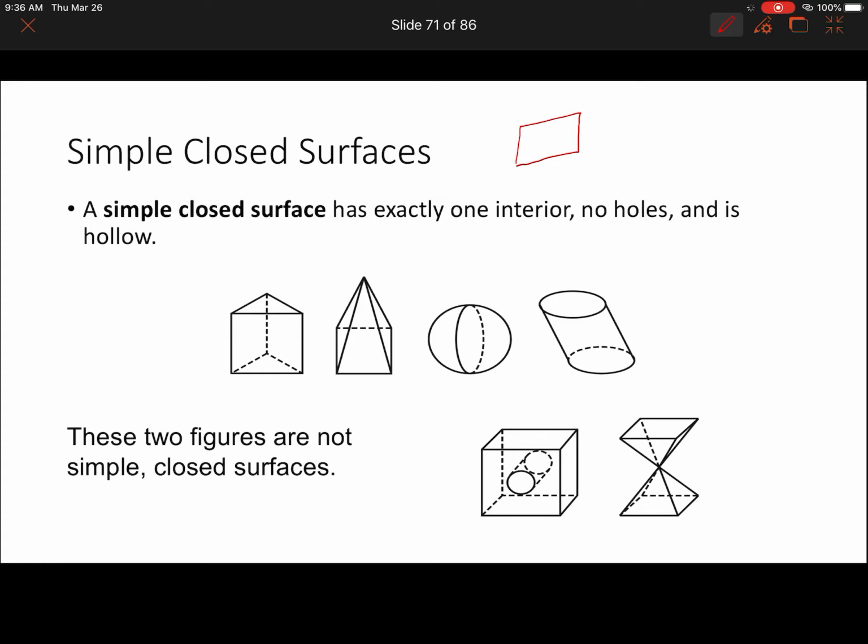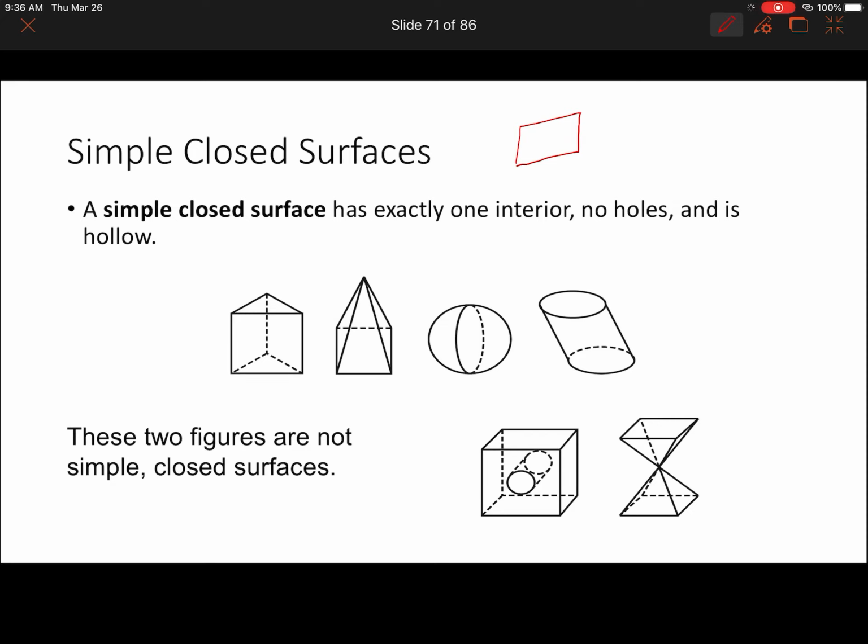And so a simple closed surface is going to be all the points that are going to be made up by this three-dimensional shape. And there's not any holes. It's not hollow. I'm sorry, it is hollow, but there's no holes through it. And so we call it a solid shape.